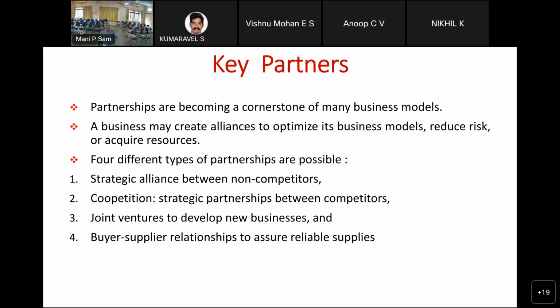Now let's look at what kinds of partnerships we are talking about under key partnerships. There can be a strategic alliance, that is non-competitors working together, and coopetition, where there is a strategic partnership between competitors working together. A strategic alliance between non-competitors is a very simple thing. There was a person manufacturing washing powder, and next to him there was a person making plastic water tanks.